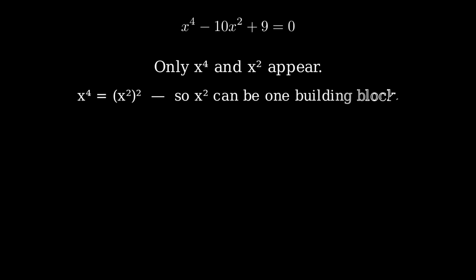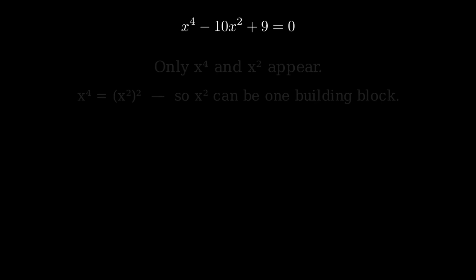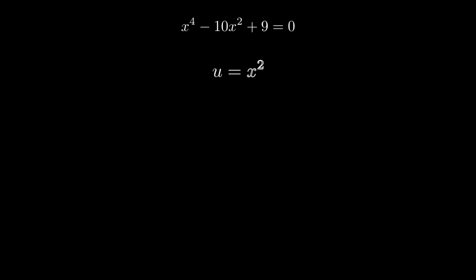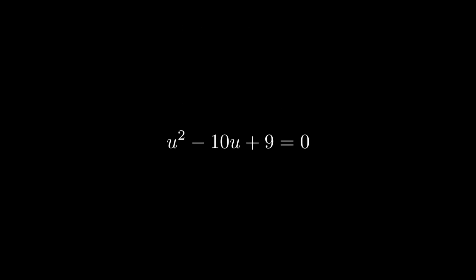No x to the third, no plain x. And x to the fourth is just x squared squared. That means we can treat x squared as a single building block. Let's substitute. Let u equal x squared. Then x to the fourth, which is x squared squared, becomes u squared. Our equation transforms into u squared minus 10u plus 9 equals 0.